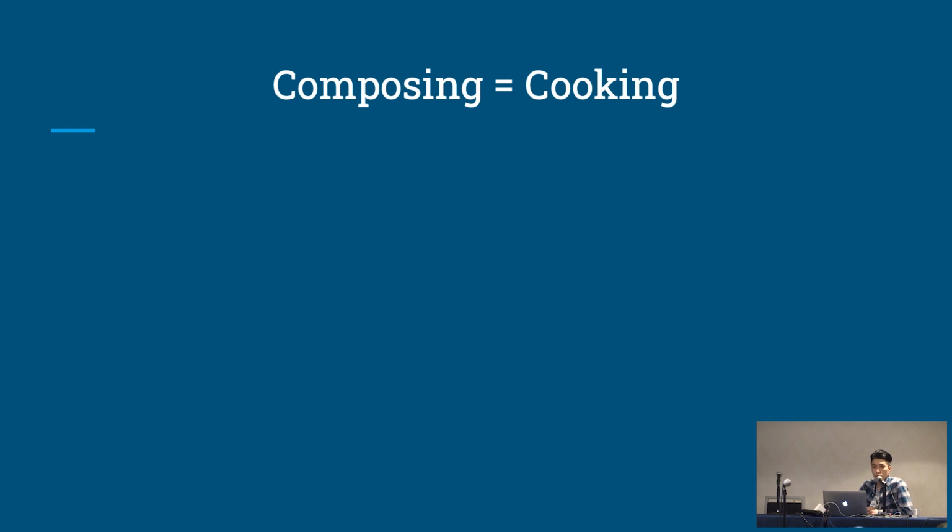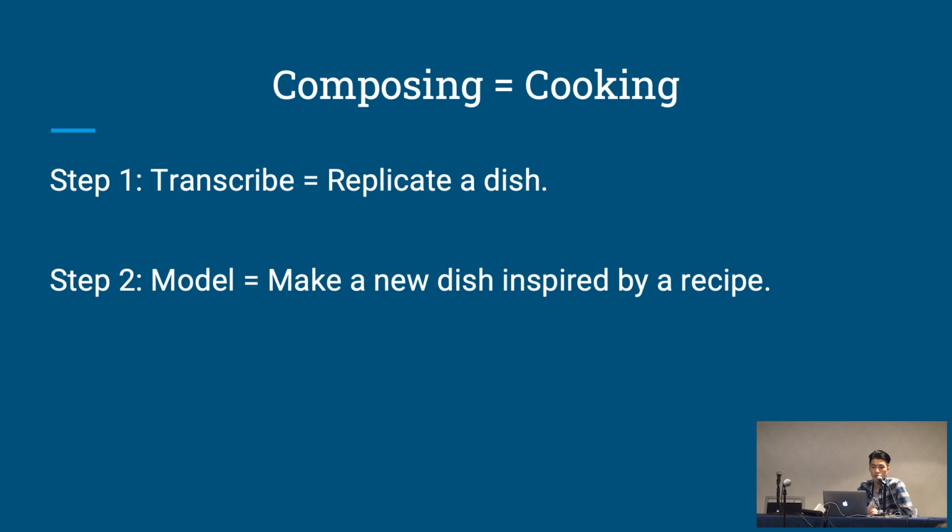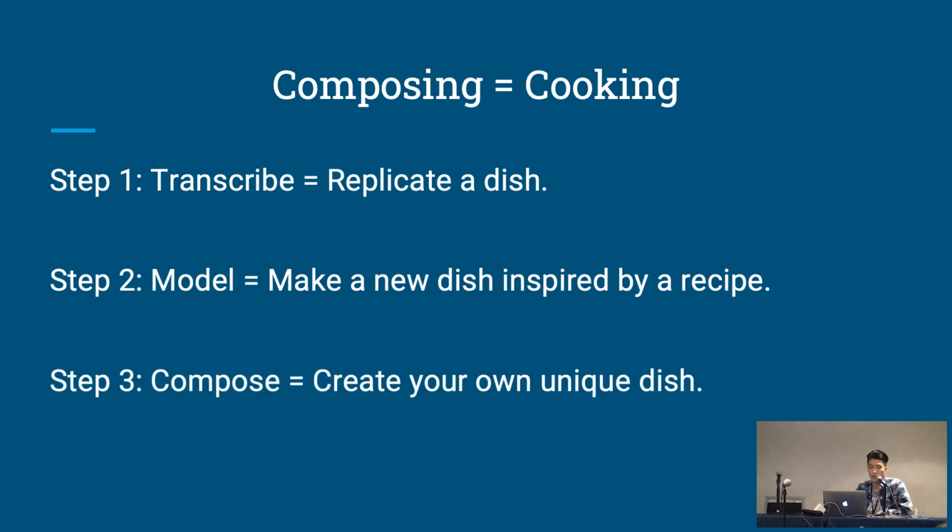So again, composing equals cooking. That's our magical formula of the day. Here's step 1, transcribe, as some of you mentioned. Transcribing means you're replicating a dish exactly. Step 2, model. You make a new dish inspired by an existing recipe with a little bit more originality now, but not totally. You're still basing it off of an existing recipe. Step 3, compose. You create your own unique dish.